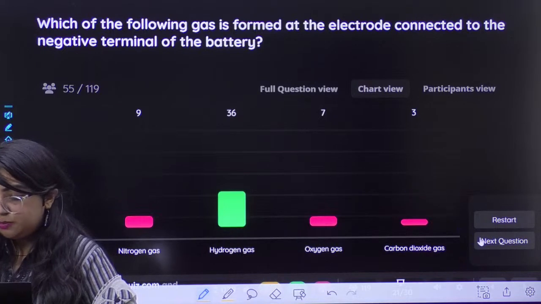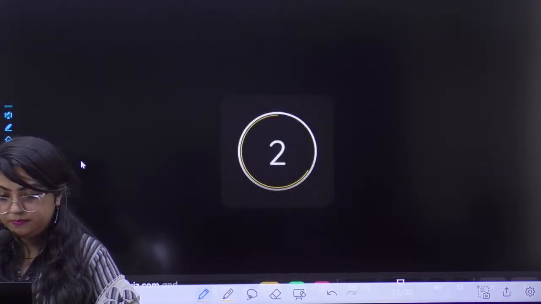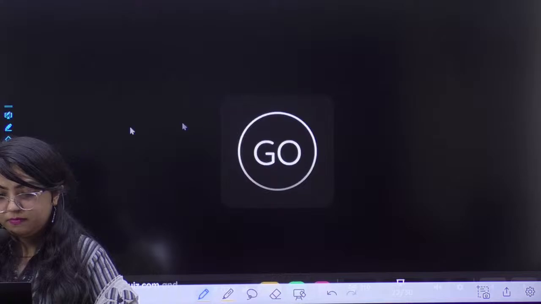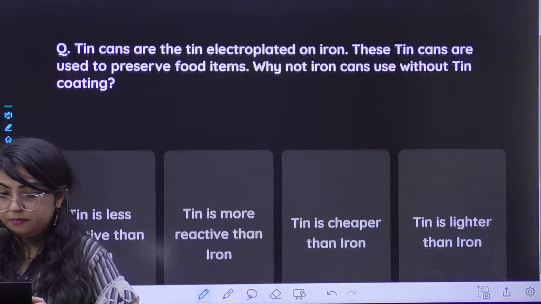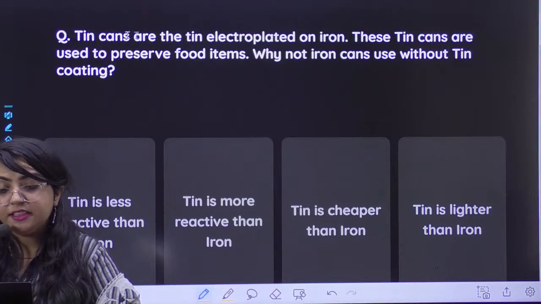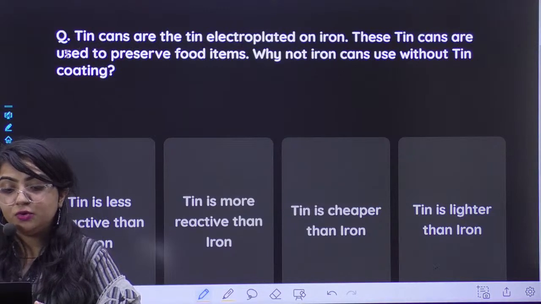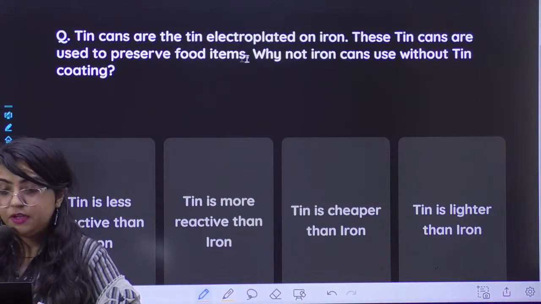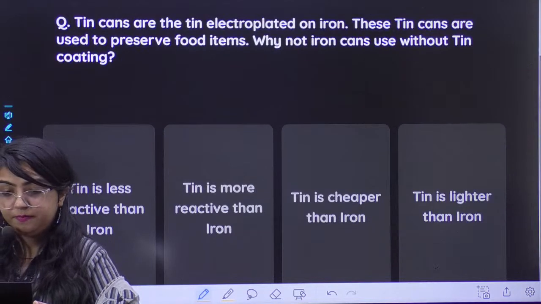Okay, so now let's move to the next question. Please read this question. Tin cans are tin electroplated on iron. These tin cans are used to preserve food items. So why are iron cans not used without tin coating?